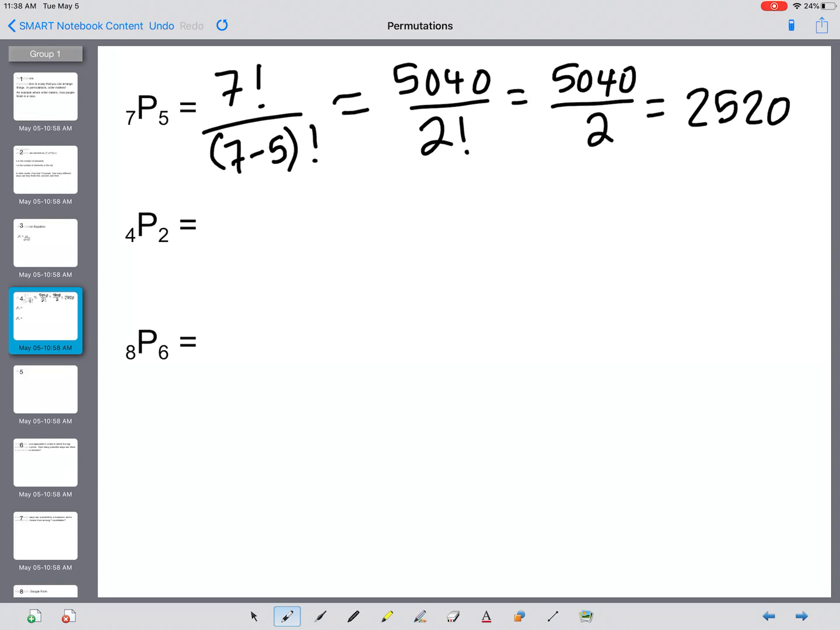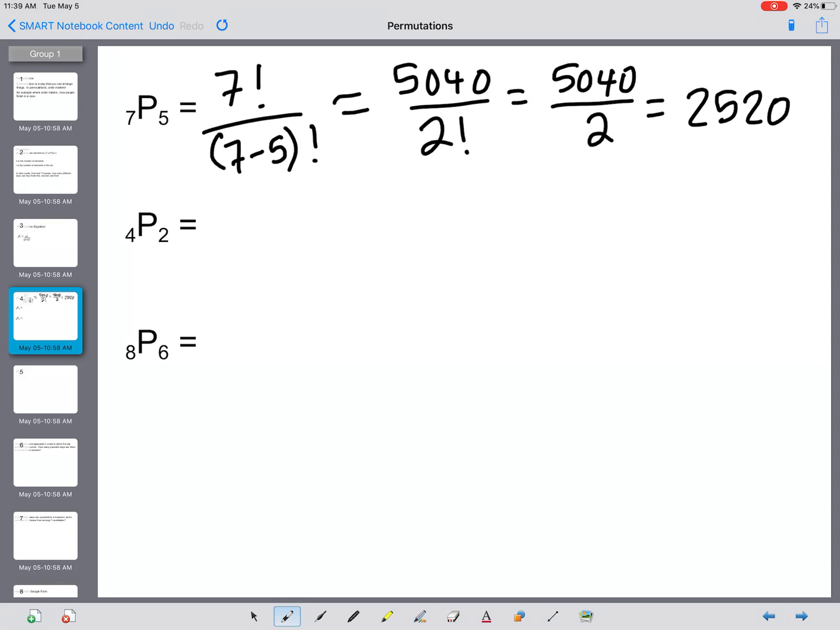Now, my calculator will help me out with this. This is assuming you guys are using the TI-30X IIS that I have in school. If you don't have that one, you're out of luck, because I'd have to look at yours to see it. What I'm going to do is type in 7, then hit the PRB button, and then I got nPr. I'm going to hit enter, then hit 5, hit enter, and I get my answer.